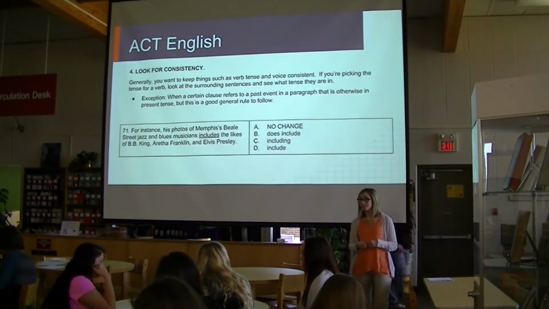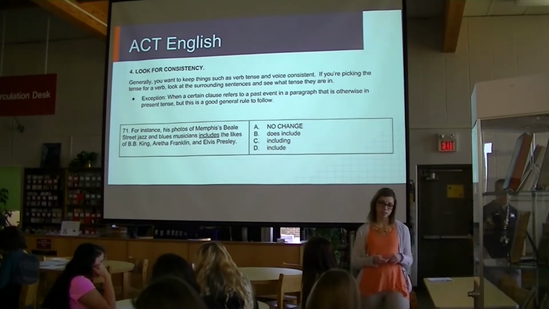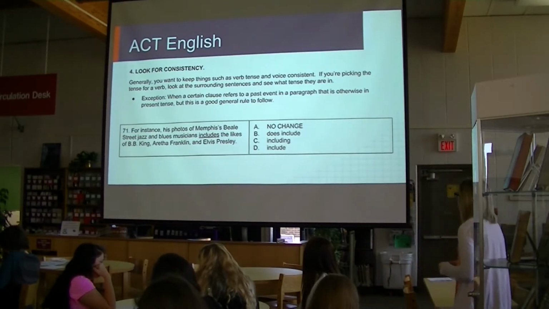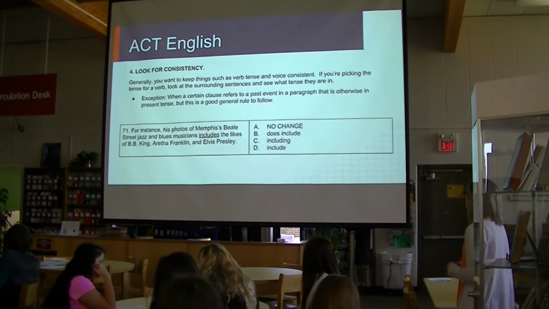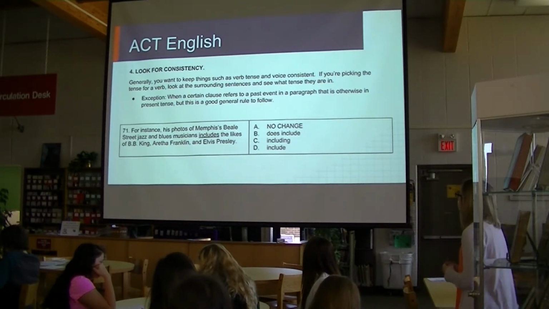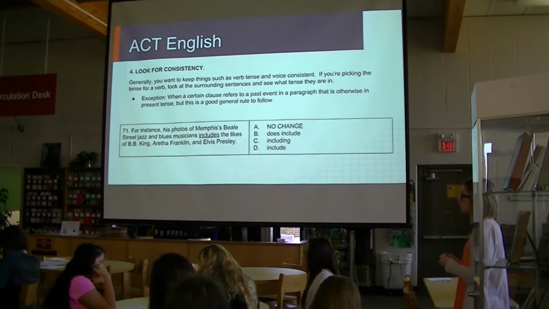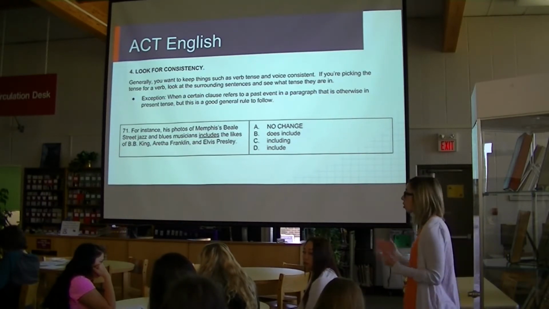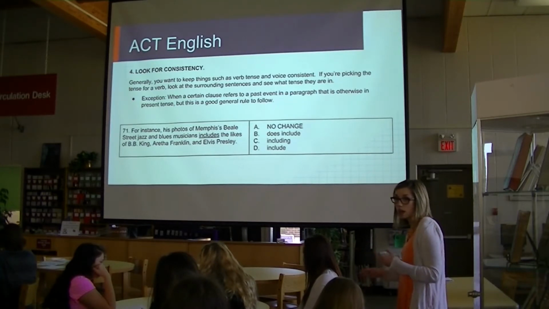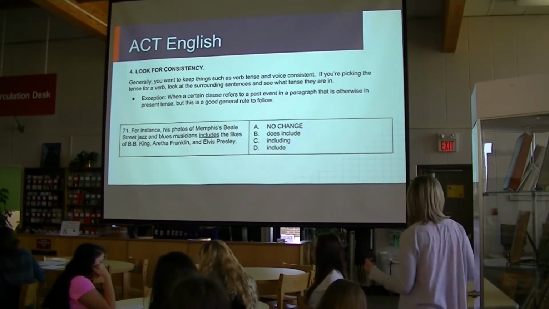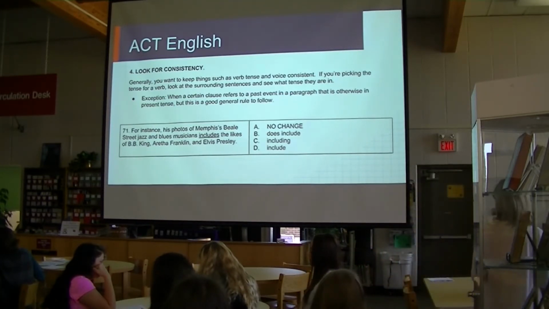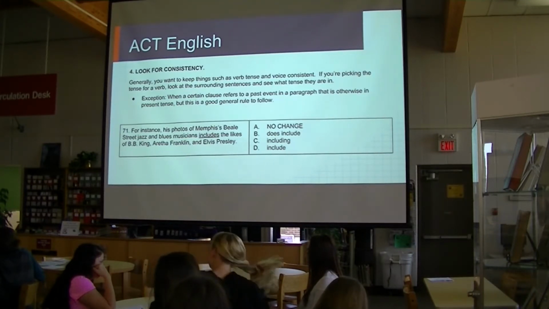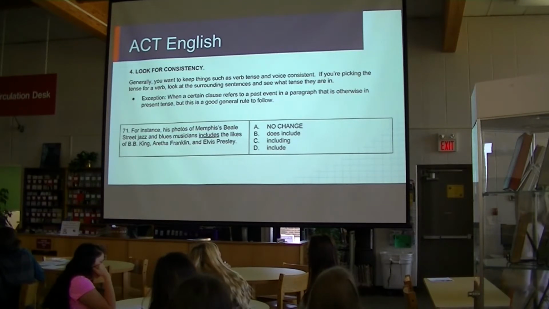Look for consistency. Generally you want to keep things such as verb tense and voice consistent. If you're picking the tense of a verb, look at the surrounding sentences to see what tense they are in. As you can see with the examples we've been giving, a lot of these strategies overlap, which is good. We're not asking you to memorize all 10 strategies, but keep these things in mind. Now, keeping verb tense consistent, here's an example. Number 71.